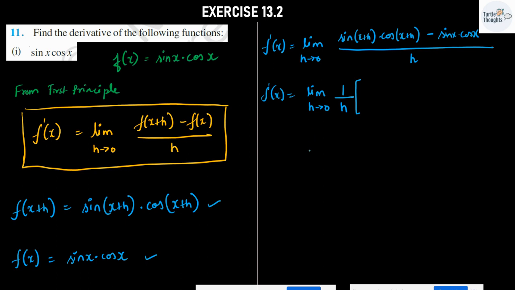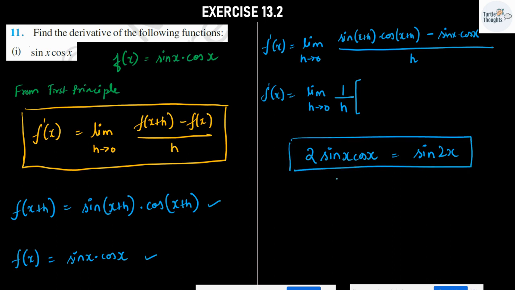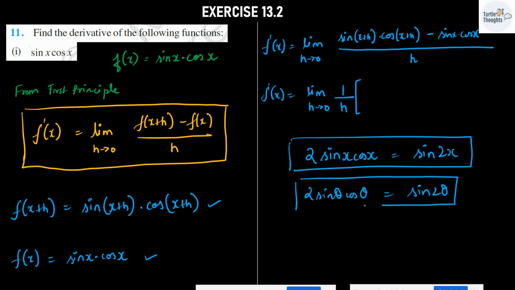Do you know the formula? 2 sin x cos x can be written as sin 2x, or 2 sin theta cos theta can be written as sin 2 theta. These are double angle relations, right?